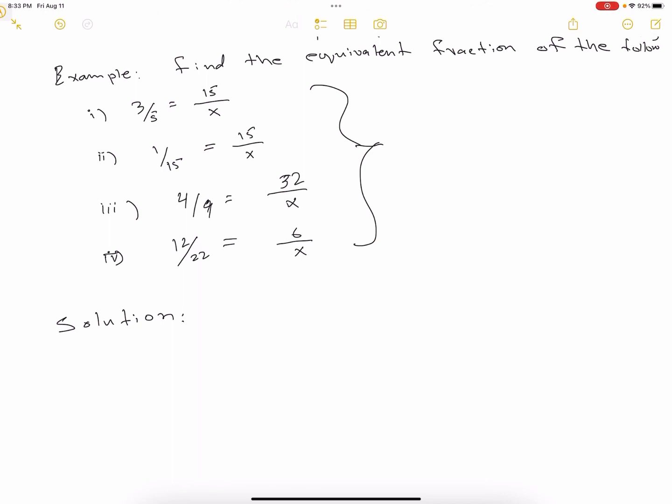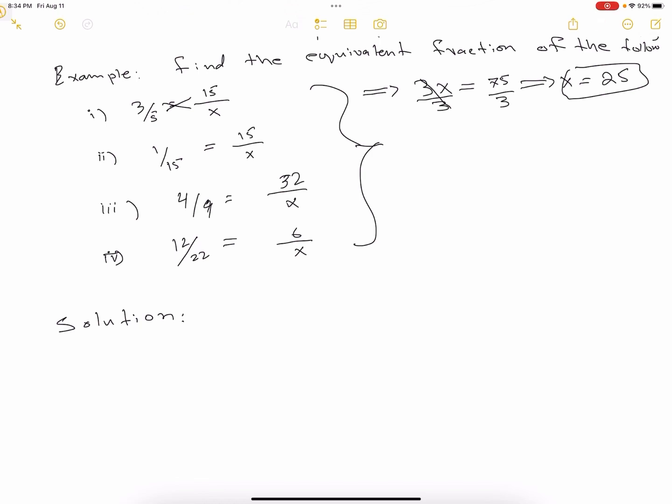Hope you guys are ready for these. The example is asking us to find the equivalent fraction of the following. We've got 3 over 5, and the equivalent is given as 15 over x. How do we find it? We have an easy way to do it: cross multiplication. So it'll be 3 times x equal to 5 times 15, which will be 75. Now x will be equal to 75 divided by 3, and dividing both sides by 3, the 3 cancels out. 75 divided by 3 is actually 25. x is 25 here.